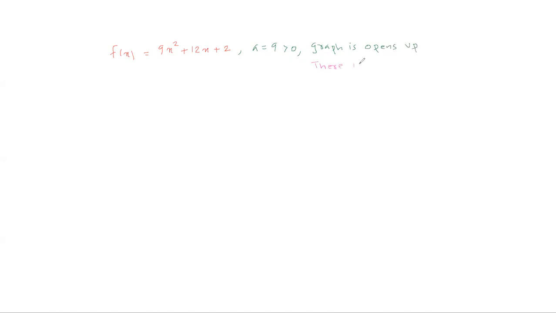there is minimum value at vertex. So x coordinate of the vertex is minus b by 2a. So minus b is 12 divided by 2 into 9, 18, which is minus 2 by 3.